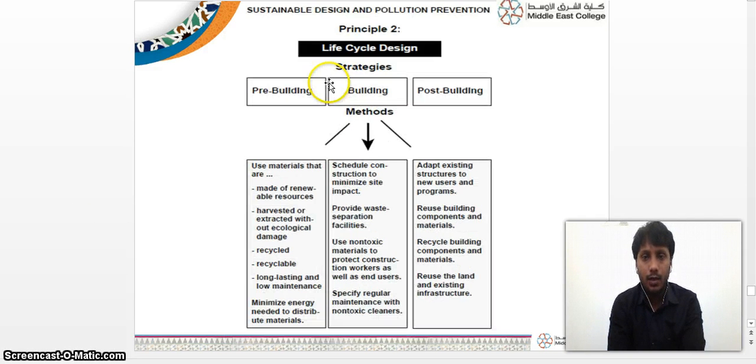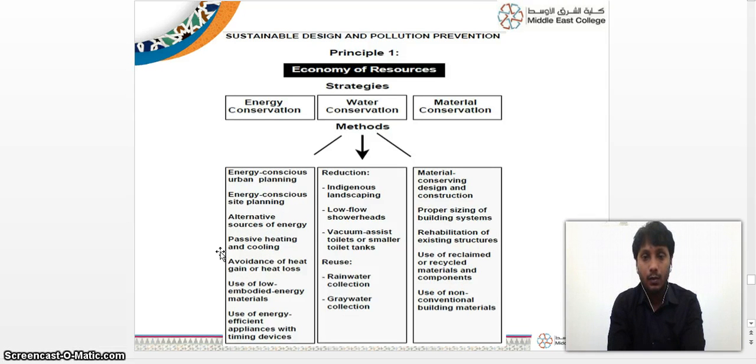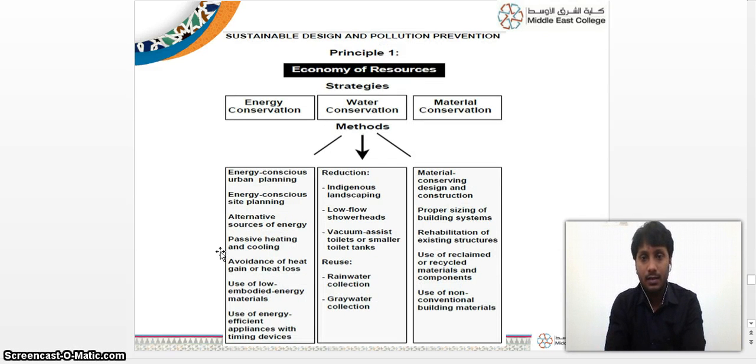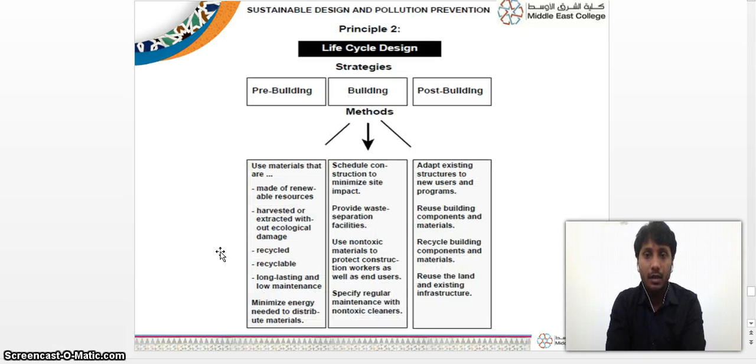Again, principle 1 and principle 2 is life cycle design. What are the designs? Pre-building, building and post-building designs. These are the methods. So how can we manage things? Use materials that are made of renewable resources, like this. These are the two slides on which you can expect some discussion in the classes, in the next week or this week. So please come prepared and write down the points. I will ask one person to discuss energy conservation, one person material conservation, and one person the strategies for pre-building, building and post-building methods.